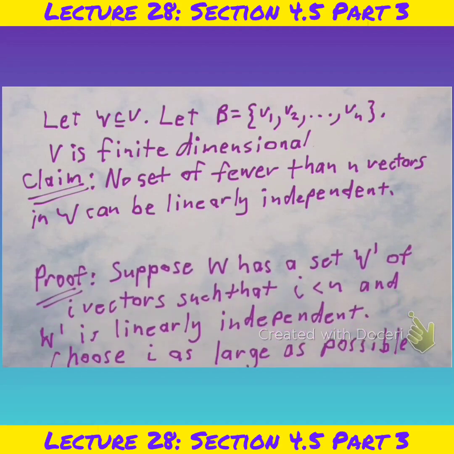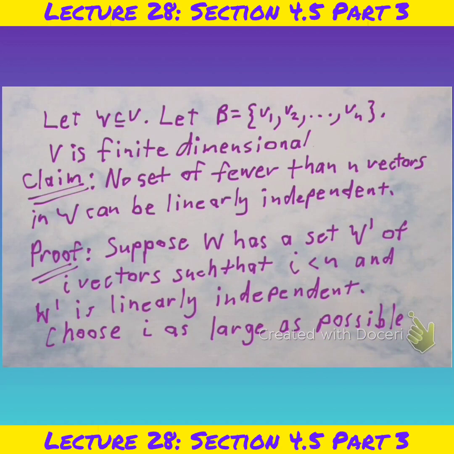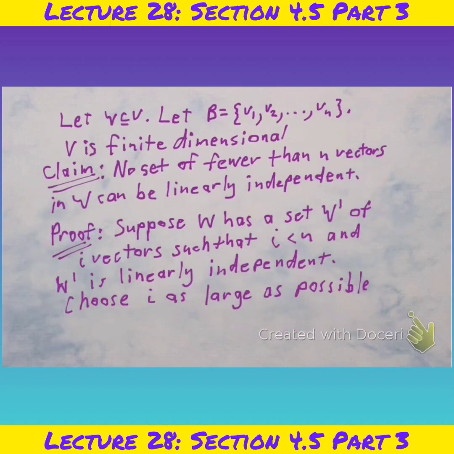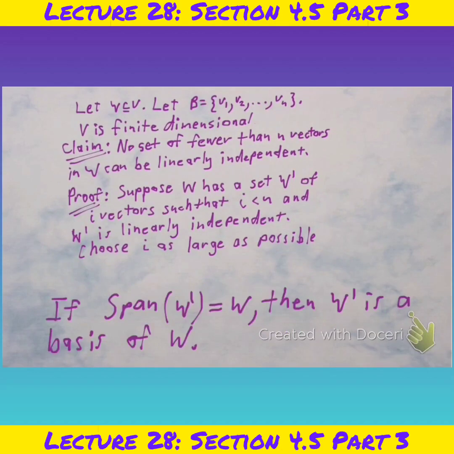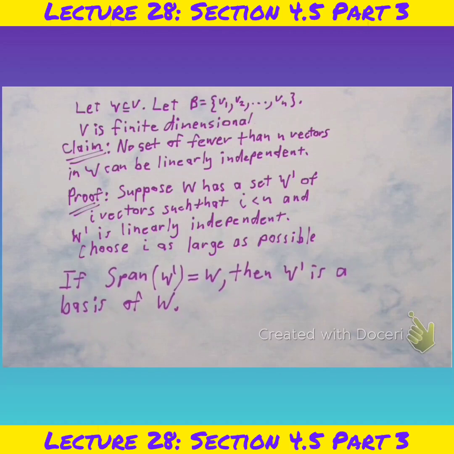Let's prove this. We start off by taking W and a set W prime of I vectors, such that I is strictly less than n, and W prime is linearly independent. So let's say we can find a set of fewer than n vectors that is linearly independent. And we make sure that we choose I as large as possible. So what we do now is we assume the following.